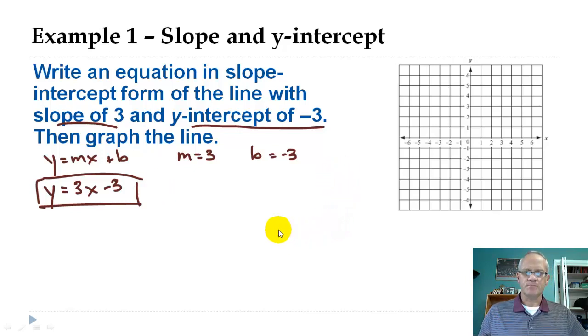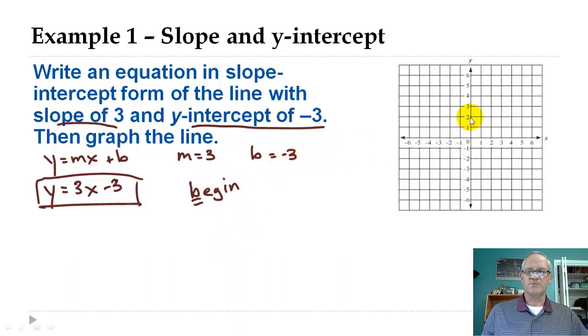Okay, so now when we go to graph this, how do we graph this? There's a little trick that I like to talk about as far as graphing that sometimes people get confused. You notice the b is the y-intercept. So here's what I like to say: b is where we begin. We're always going to begin with the y-intercept.